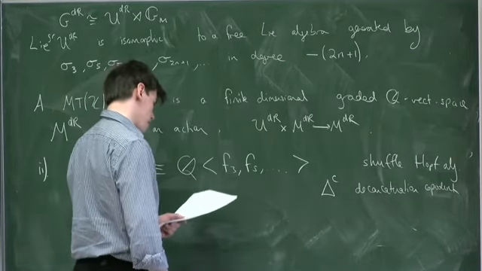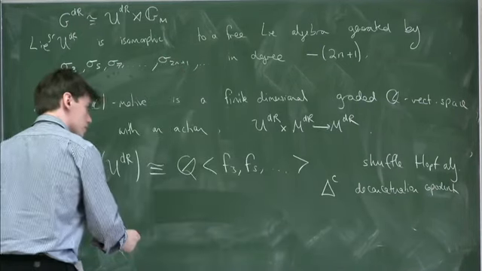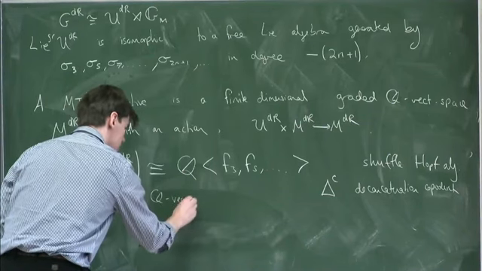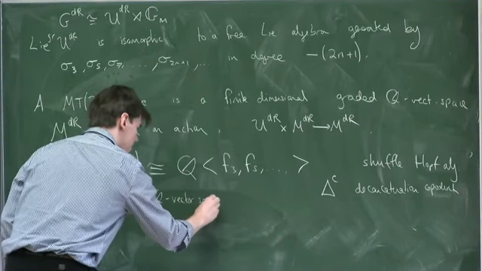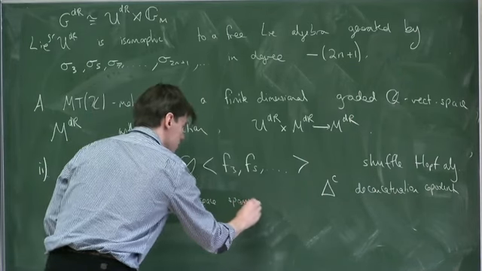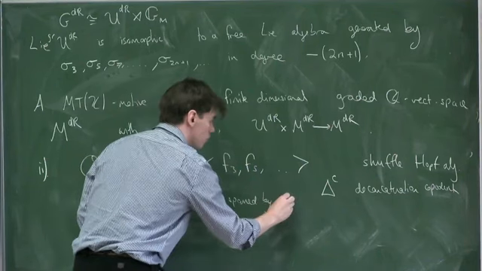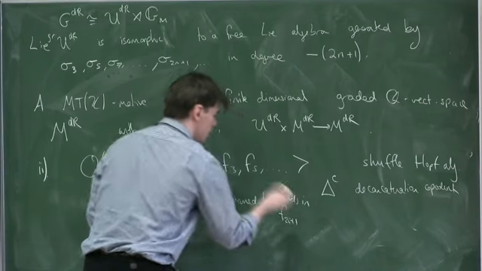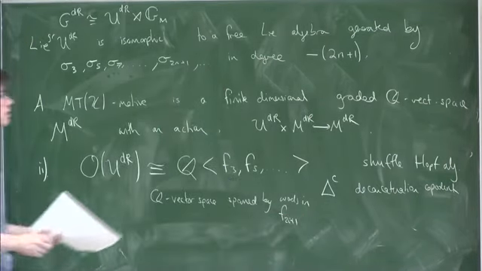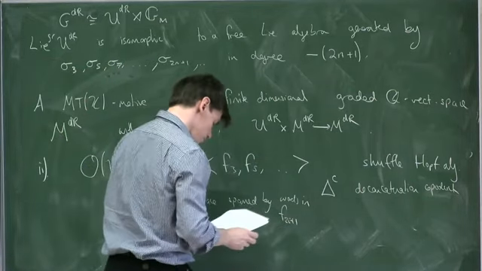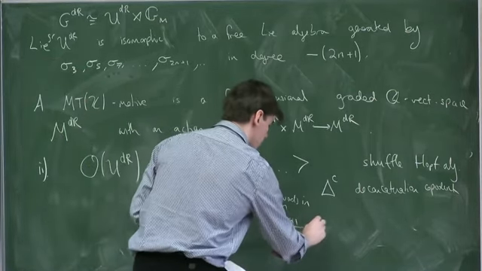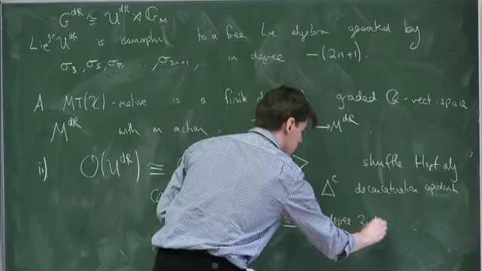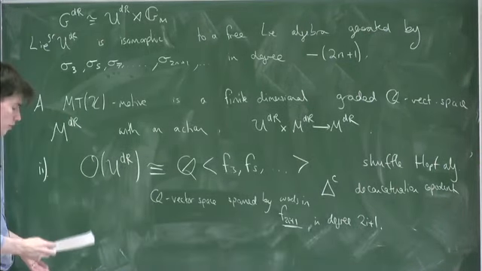So to clarify the question that was asked last time, this is the Q vector space spanned by non-commutative words in these letters, but it's equipped with the commutative shuffle product. And each letter f_{2i+1} is in degree 2i+1. And it's dual to the corresponding sigma.